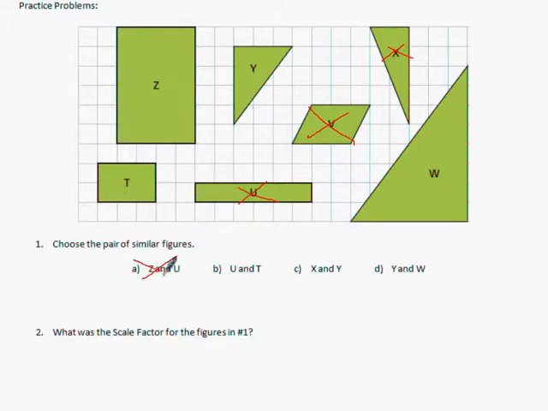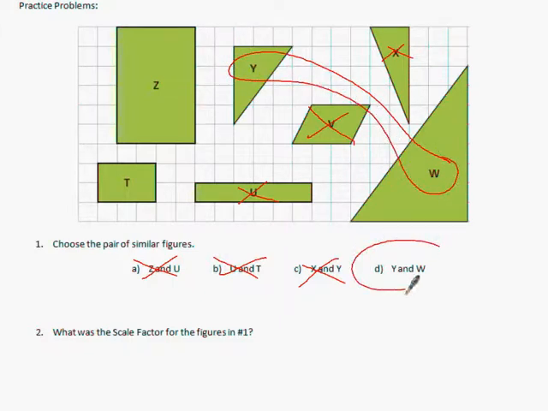So out of these, it looks like Z and U. Nope, we got rid of U. U and T. Nope, we got rid of U. X and Y, we got rid of X. Y and W, looks like those are the similar shapes.